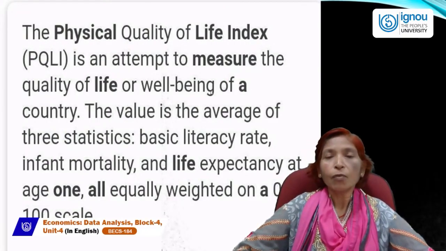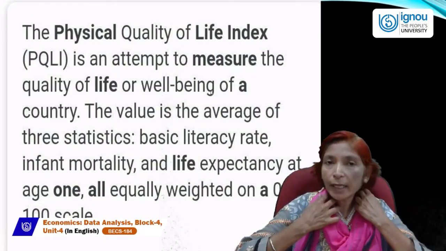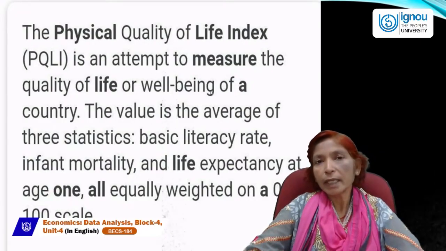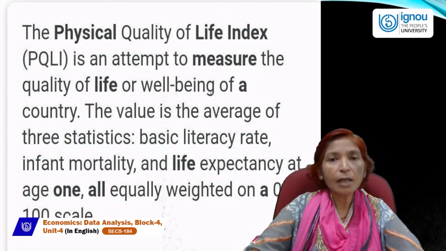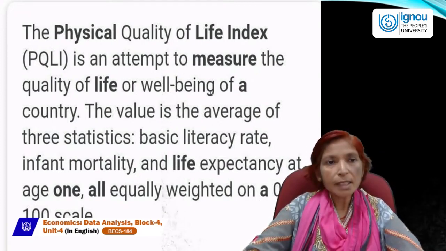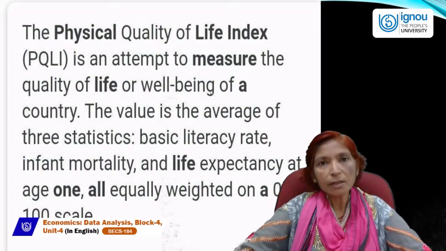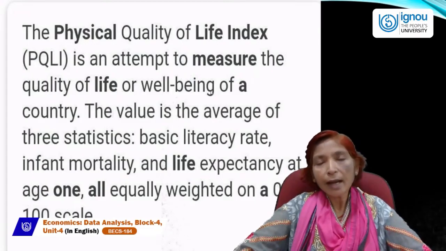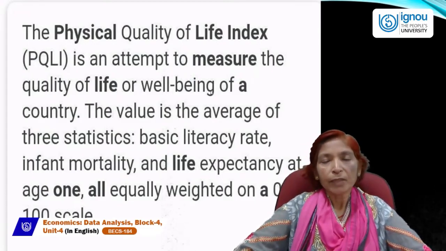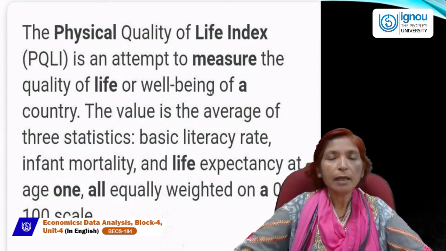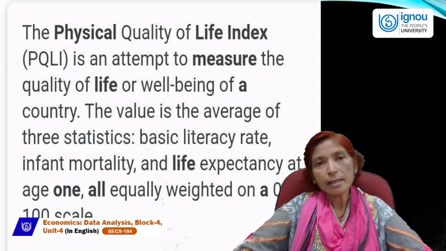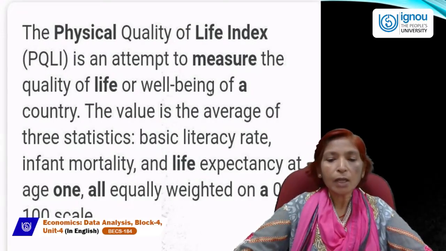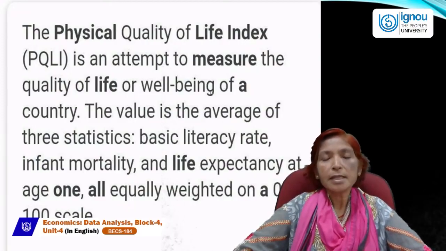But if we want to tell you about the different examples of composite index numbers, there are so many of them. The first example is the physical quality of life index. The physical quality of life index is an attempt to measure the quality of life or well-being of a country. The value is the average of three statistics: the basic literacy rate, the infant mortality rate, and life expectancy at age 1, all equally weighted on a 0 to 100 scale.